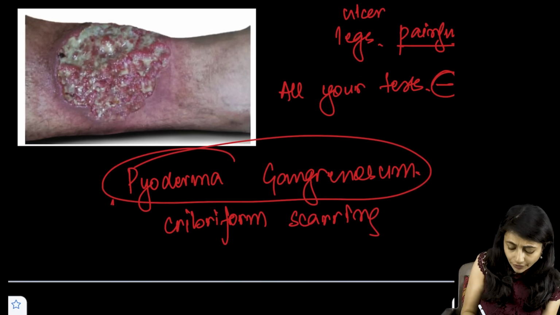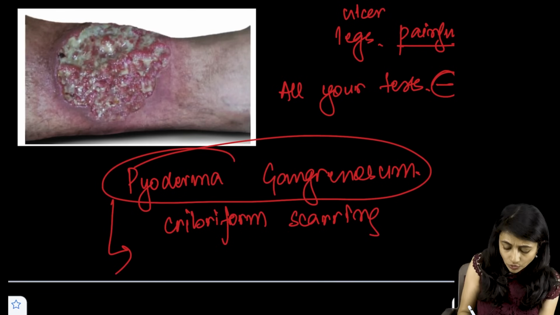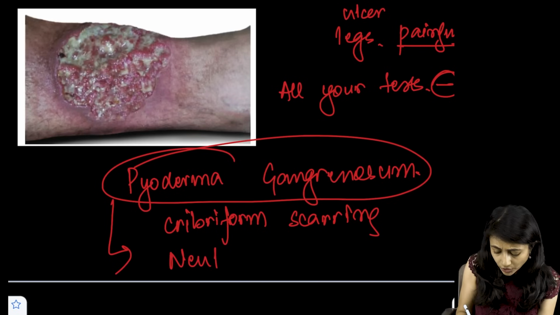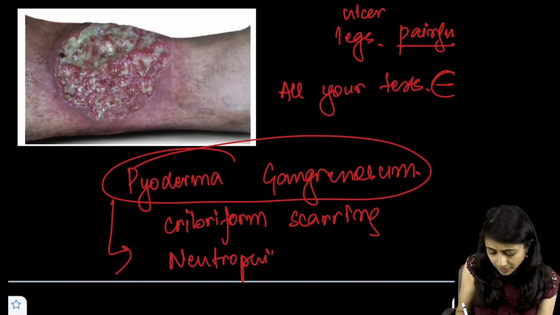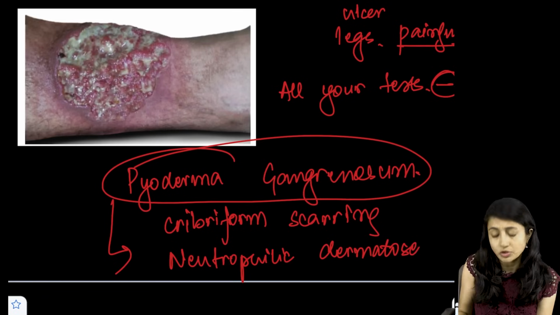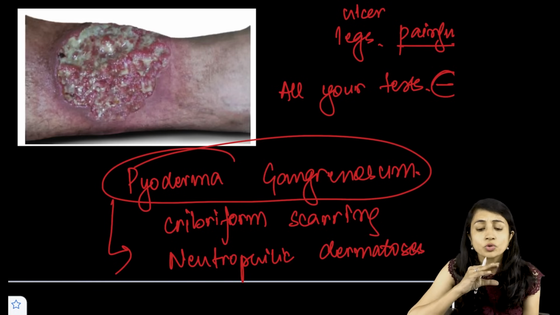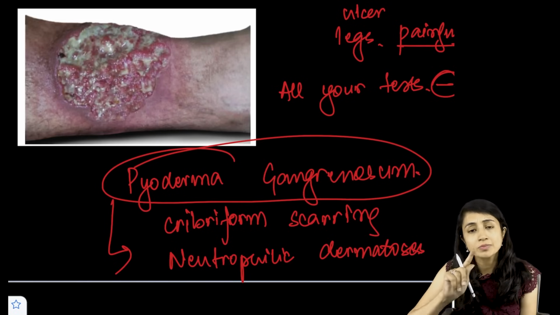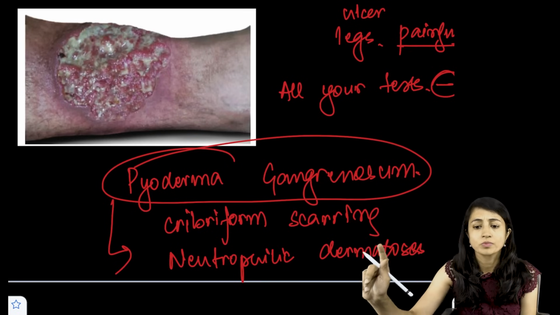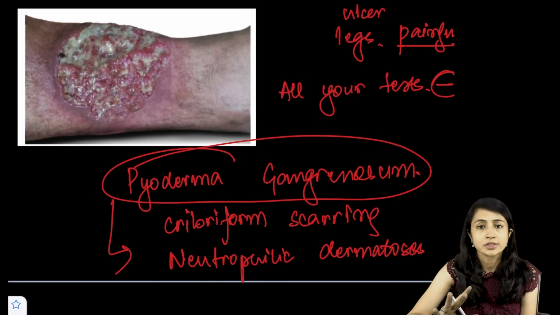What class of disease is pyoderma gangrenosum? It is a type of neutrophilic dermatosis. It is a type of neutrophilic dermatosis, right? So some ulcer, and sometimes they can also give you heals with cribriform scarring. So please remember this, right?